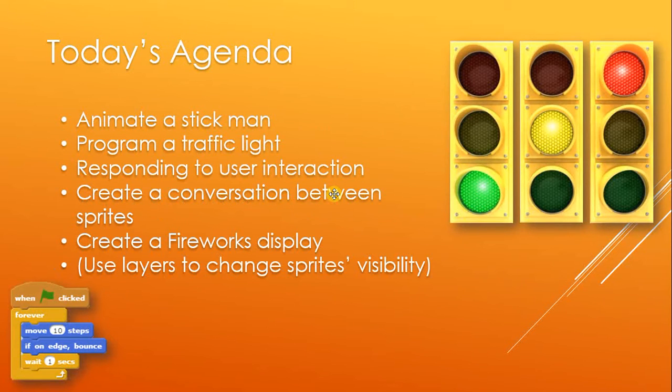Okay, so we're going to do that through today's agenda. We're going to animate a little stick man. We're going to program a traffic light, or robot as we call them in this country. We're going to be responding to user interaction. So when you click on a sprite, you can get the sprite to do things, change his costume, that type of thing. We're going to create a conversation between sprites, just so you can see a very simple example of how to use the say and think commands. And then at the end, we're going to be creating a fireworks display.